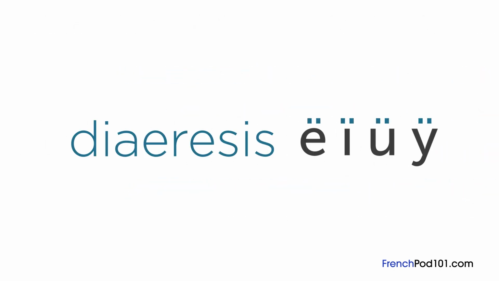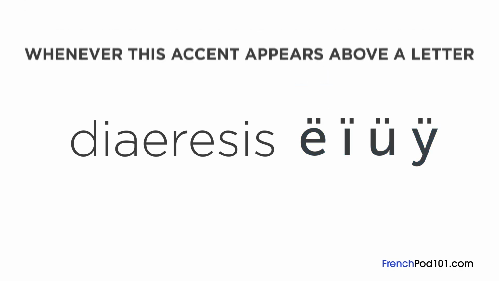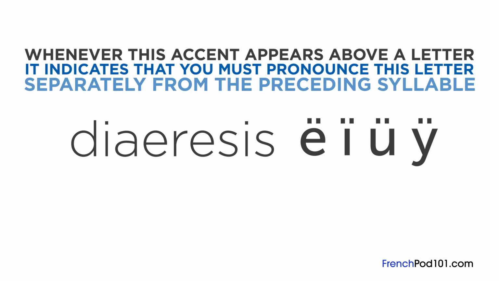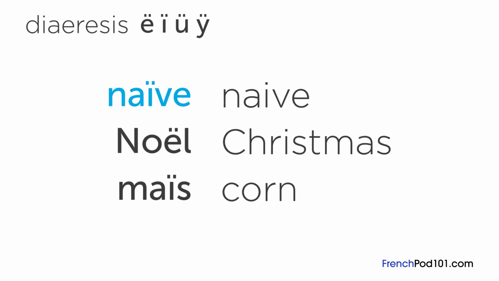The next accent is the diaeresis. It looks like 2 small dots, and it can appear over the letters E, I, U, and Y in French. Whenever this accent appears above a letter, it indicates that you must pronounce this letter separately from the preceding syllable. For example, naïve, Noël, maïs.